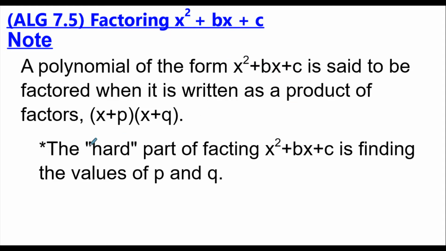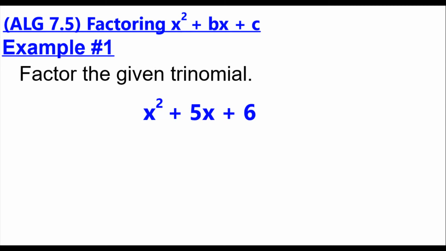As I put here, the hard part of factoring this x squared plus bx plus c is finding the values of p and q. What numbers have to go here to give me that trinomial that I'm starting with? So in the past in class, we started with the product of binomials. We FOILed them together, which just means distributing, multiplying them together, and we got out a trinomial. In this lesson, we're going to start with the trinomial and try to go backwards and get that product of binomials. So let's try an example.